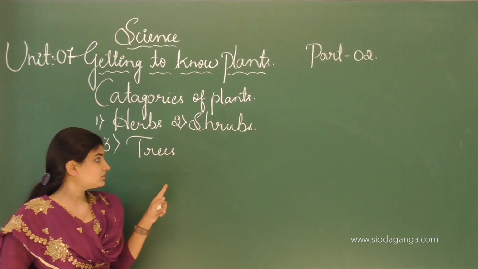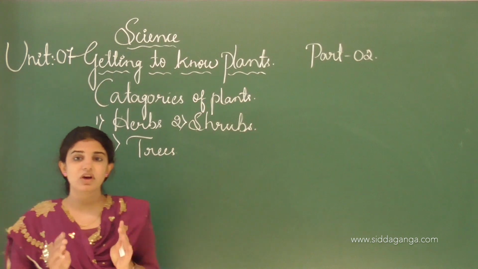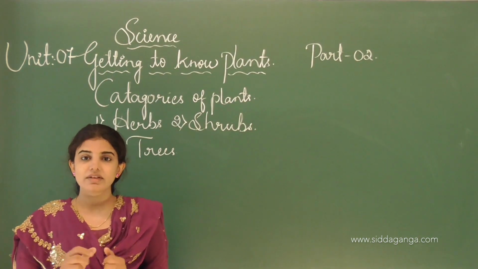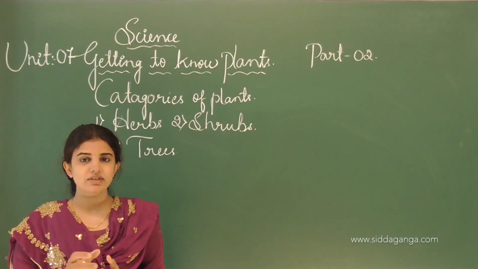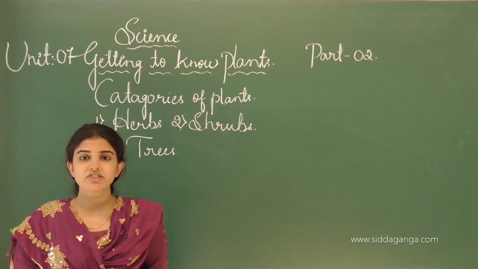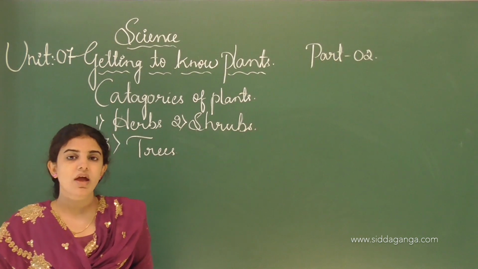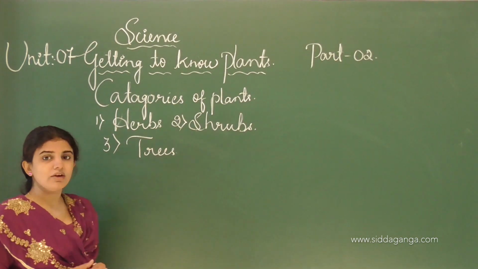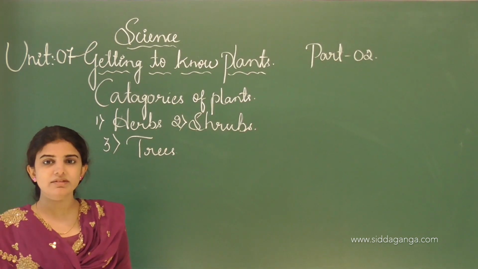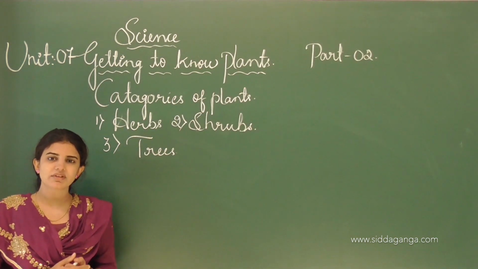And the trees. See, trees have a large and woody stem, and this is known as a trunk, we call it a trunk, and here branches will appear in the upper part of the stem. Examples for the trees are coconut tree and banyan tree. These are the examples for the trees.